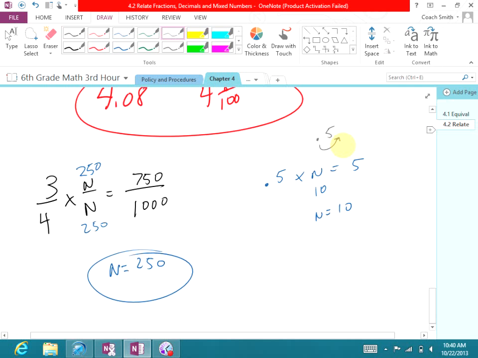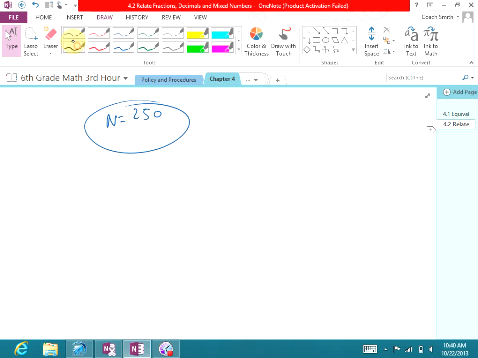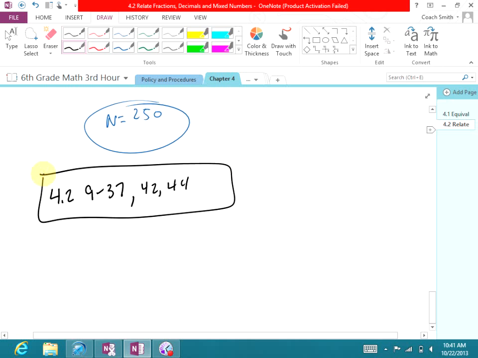your homework. Your homework is, make sure you write this down because it's not the same that is on RenWeb. I'm sort of cutting it down. It's 4.2, 9 through 37. It was a lot more than that originally. And 42 and 44. Okay, 9 through 37 and 42 through 44.